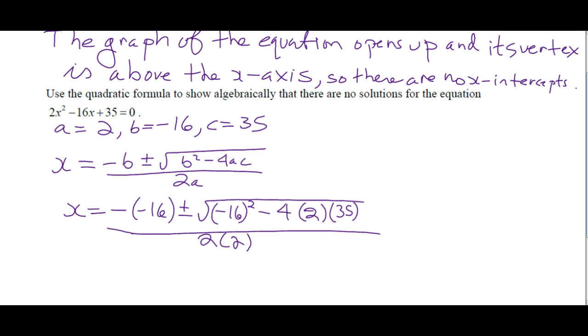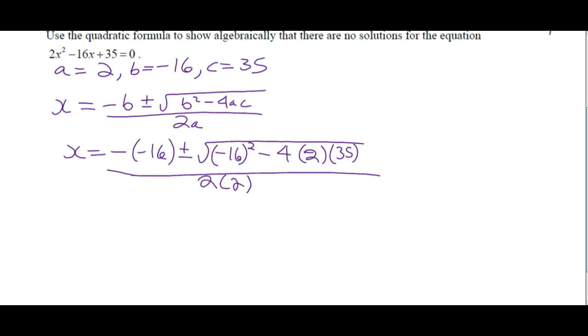So, get it in the form ax squared plus bx plus c equals 0, right? Left side, right side has to be 0. It needs to be in standard form. Identify a, b, and c. Just state them. Write down the quadratic formula.